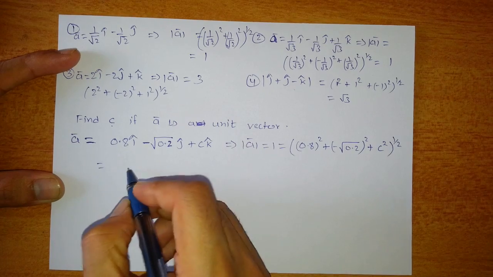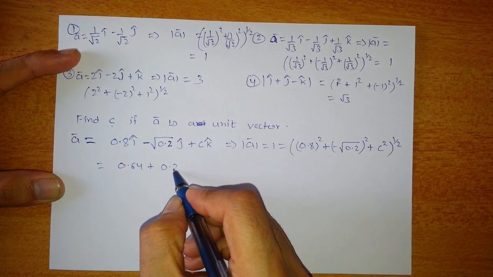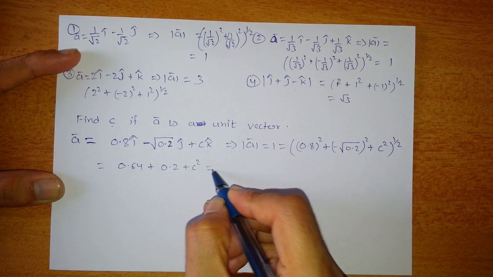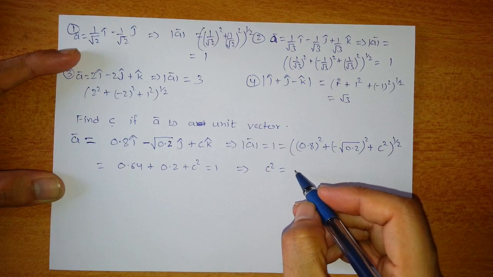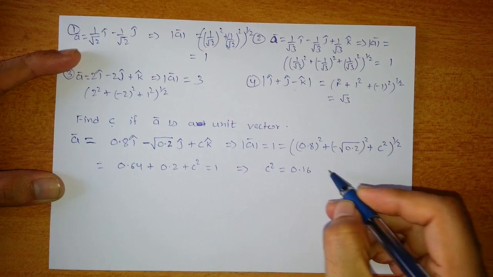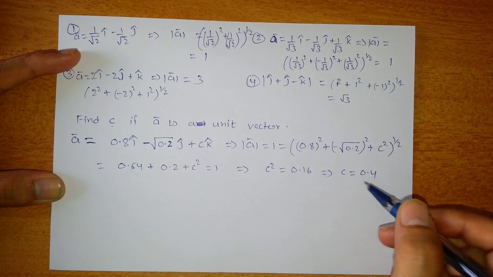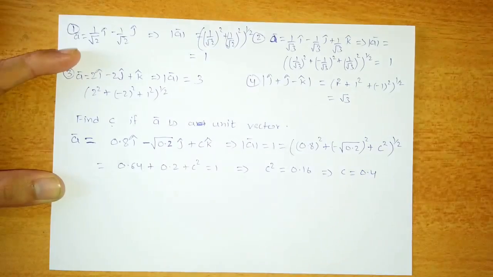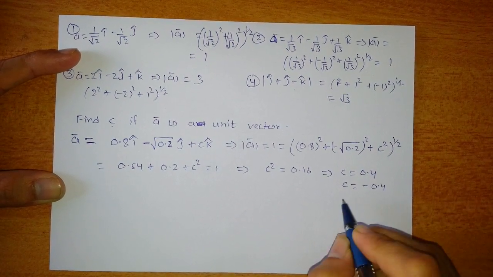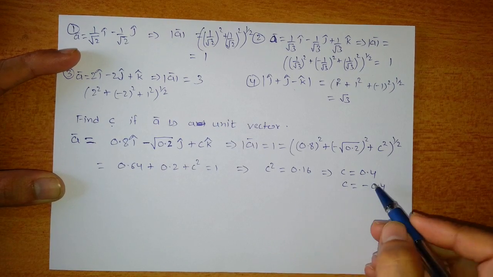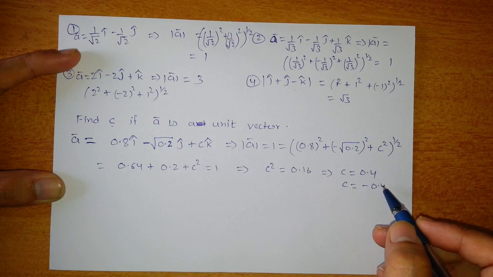By solving it, we are getting 0.64 plus 0.2 plus c square is equal to 1. Hence c square is nothing but 1 minus 0.84, 0.16, which implies c is 0.4. We get the value of c as 0.4. The value of c can also be minus 0.4. As c square is 0.16, we are getting two values of c as plus or minus 0.4.